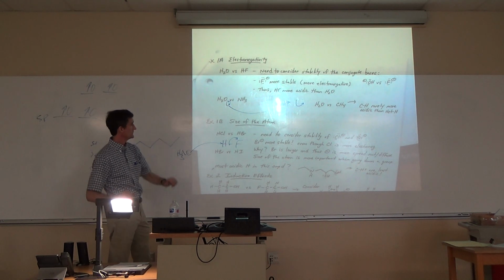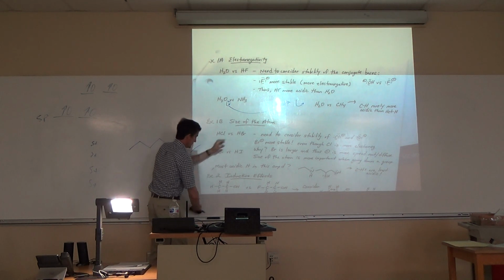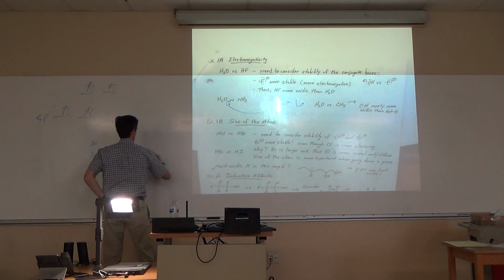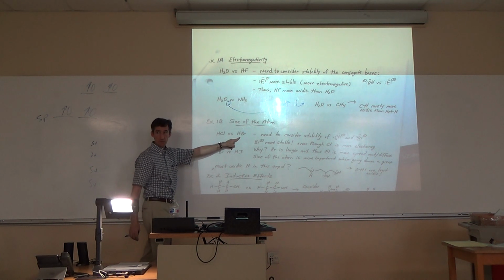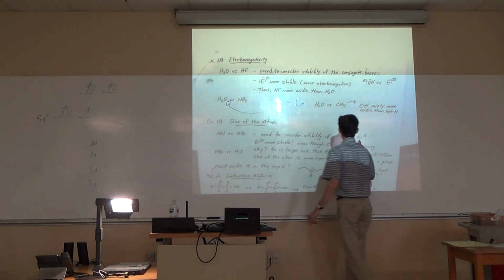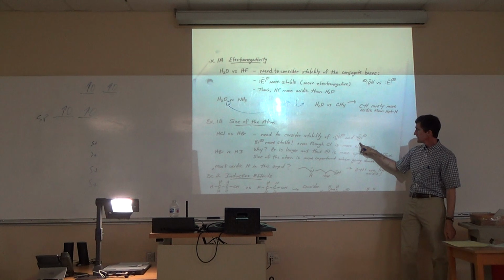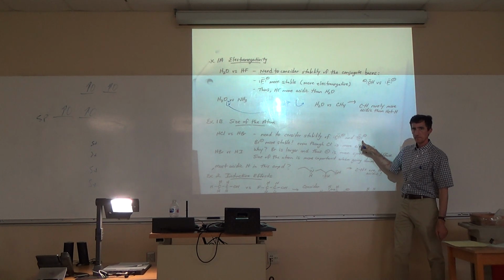Stability of conjugate base. Stability of conjugate base is down here as well. Which is a stronger acid, HCl or HBr? We need to consider the stability of the conjugate base. What's the conjugate base? Right here. Which is more stable? Based on electronegativity, which one is more stable?